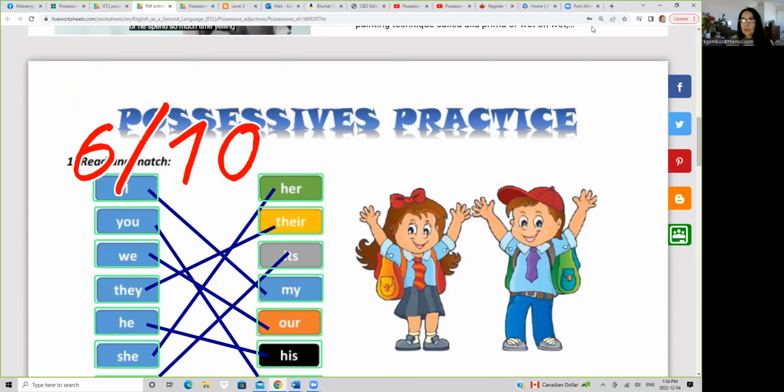Okay, so this was my explanation of different kinds of possessives, and hopefully next time I will explain the other possessive pronouns and we'll talk about questions in possessives. Okay, so I hope this will help.